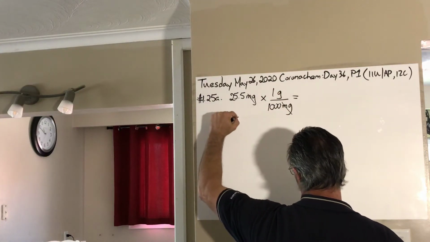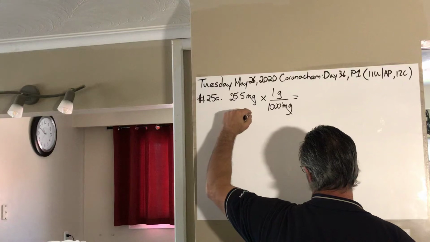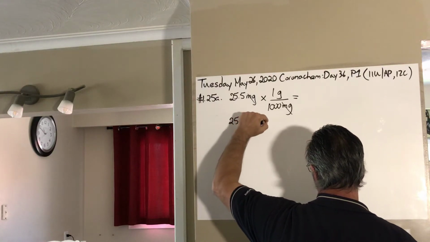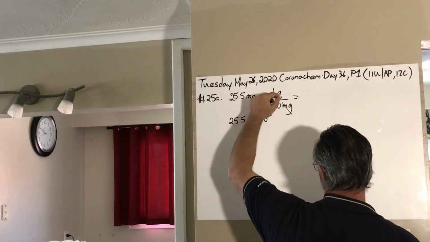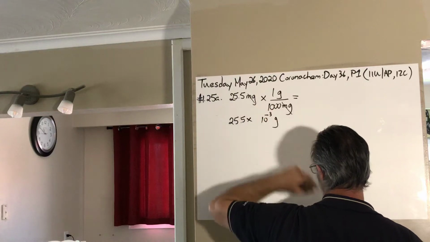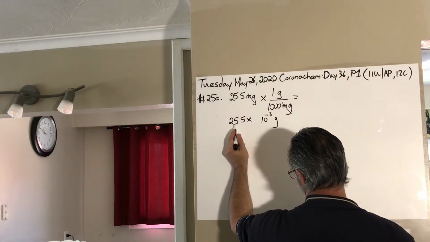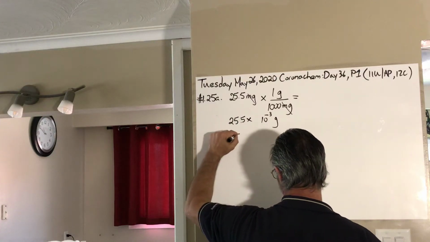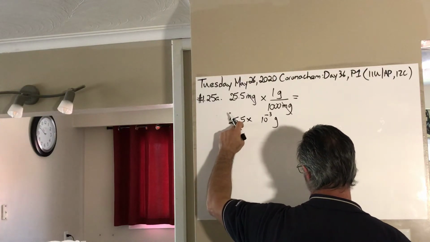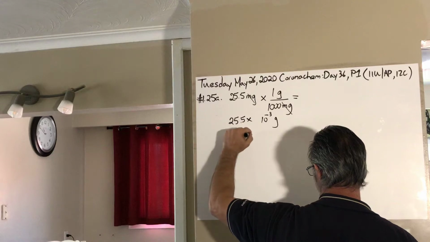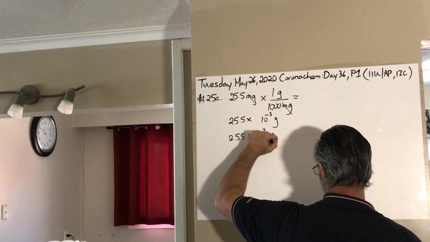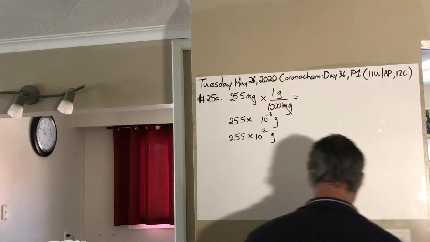what we get is this, 25.5 times 10 to the negative 3. And then the only thing that doesn't cancel is grams. And then I'm going to rewrite that in scientific notation. So I'm going to replace the decimal place so that you get 2.55. I've made this 10 times smaller, so I got to make this 10 times bigger. And you get that as a final answer.